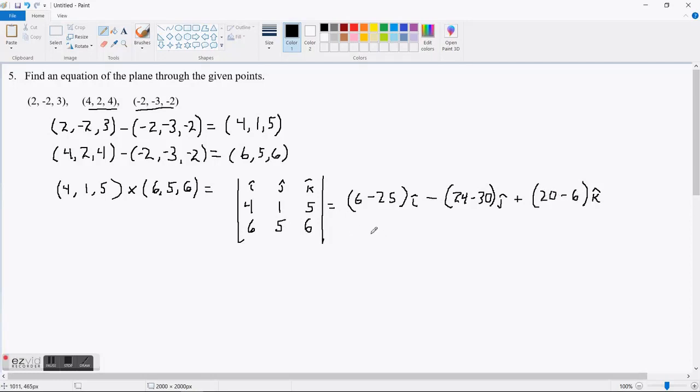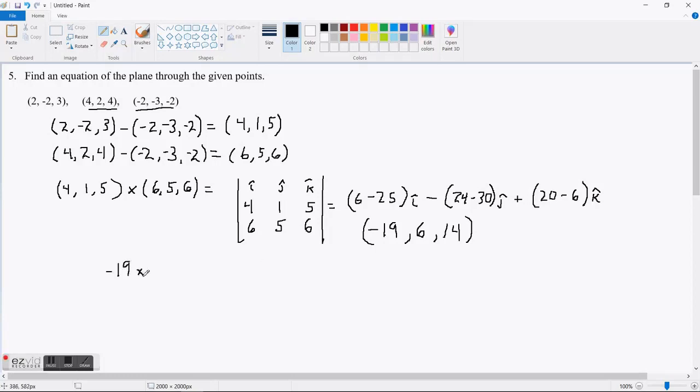Okay, and so just simplifying. Now 6 minus 25 is negative 19. 24 minus 30 is negative 6, but there's a minus sign in front, so that's a 6. And then 20 minus 6 is 14. I just wrote the vector in that form instead of with I, J, K.